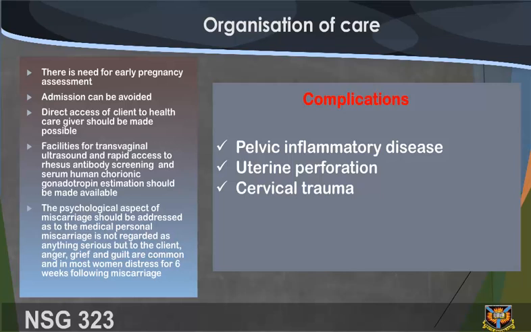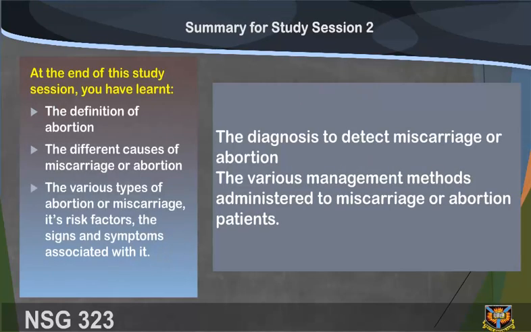available. The psychological aspects of miscarriage should be addressed, as to the medical personnel miscarriage is not regarded as anything serious, but to the clients, hunger, grief, and guilt are common, and in most women, distress for 6 weeks following miscarriage. Complications: pelvic inflammatory disease, uterine perforation, cervical trauma.